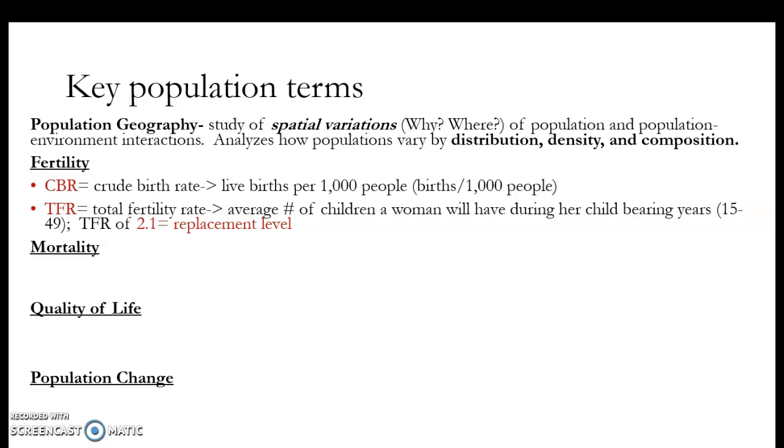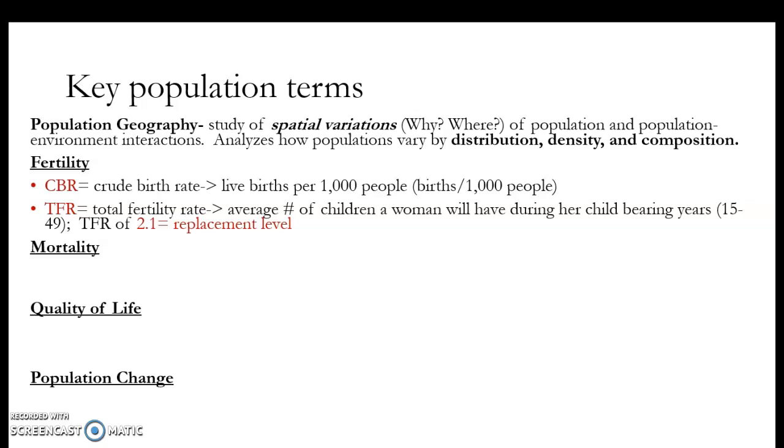And this may take a bit to comprehend. A lot of times students confuse CBR with TFR. The total fertility rate is the average number of children a woman will have during her childbearing years. In order for the world's population to be stable, meaning not increase or decrease, we need a TFR of 2.1.